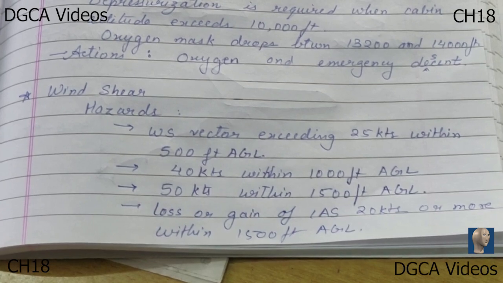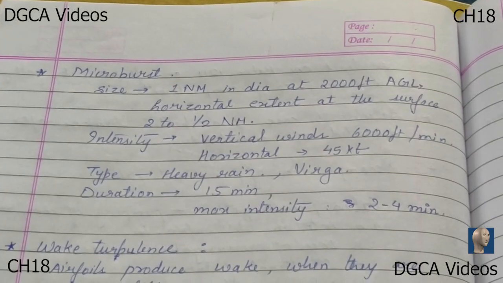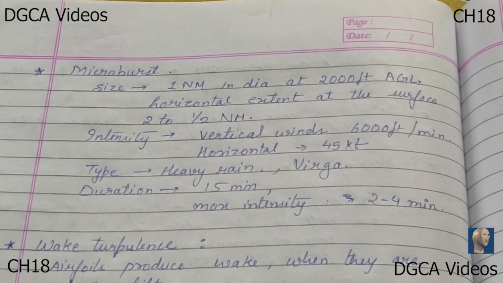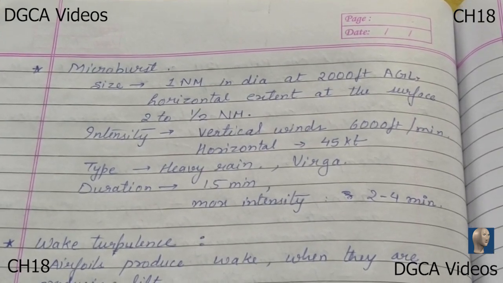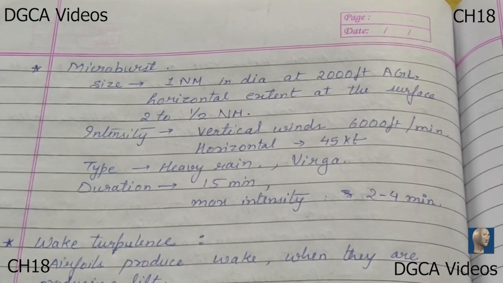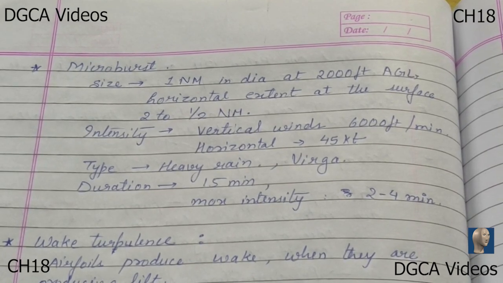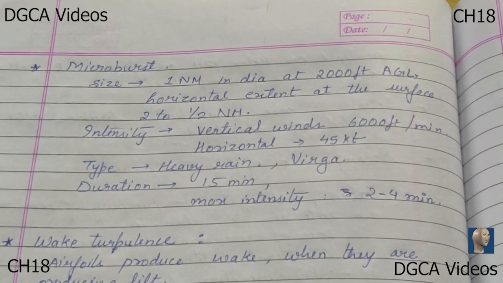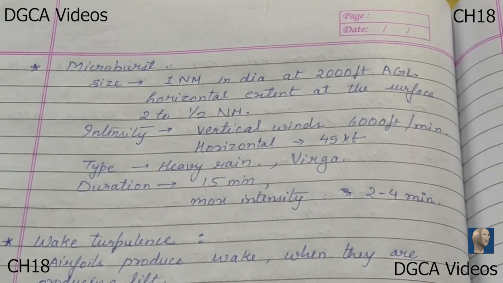Moving to microburst. Microburst is another dangerous phenomenon. In this, you can expect headwind or tailwind, depending upon where your flight is and at which position the microburst is occurring. Its size is approximately 1 nautical mile in diameter at 2000 feet above ground level, with a horizontal extent at the surface of approximately 2 1/2 nautical miles. Intensity: vertical winds are as high as 6000 feet per minute and horizontal wind is 45 knots.